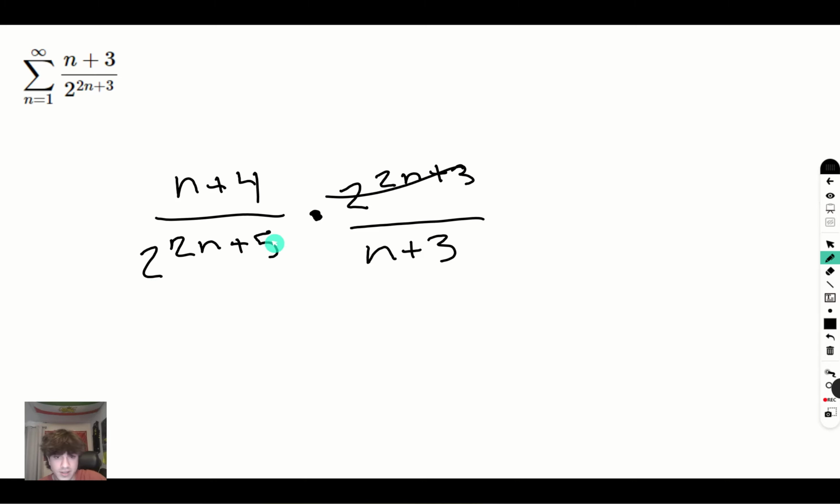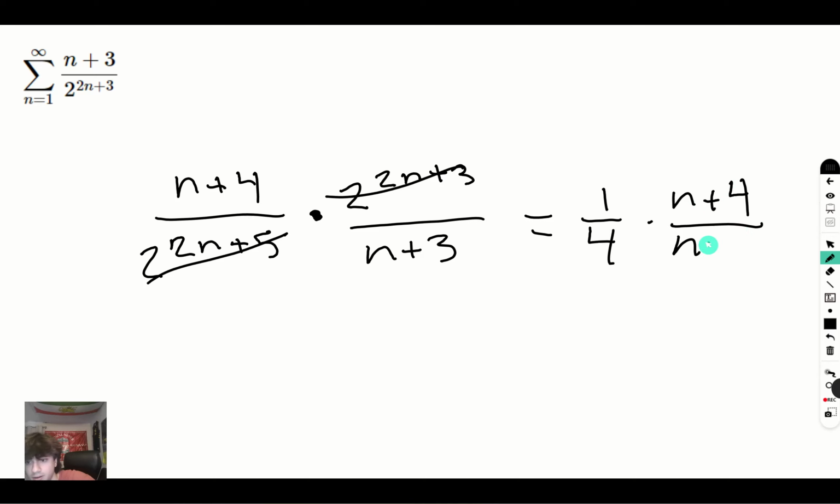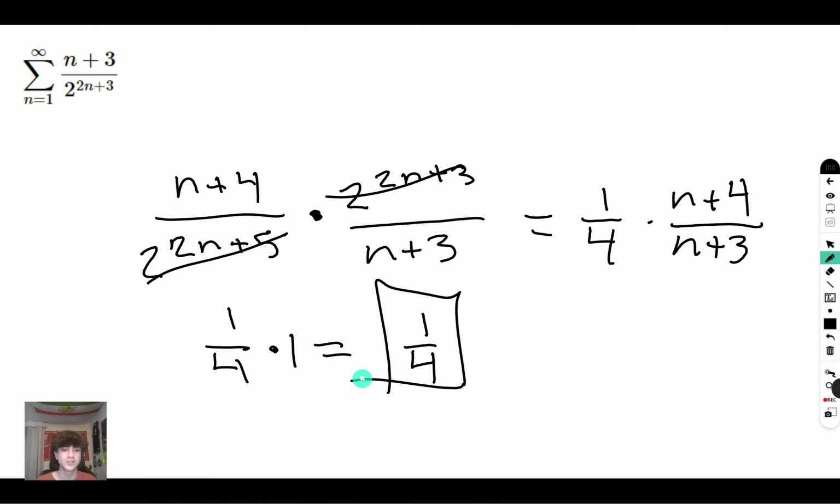So we cancel out this, and this whole term becomes 1/4. So we get 1/4 times n plus 4 over n plus 3. And as these terms go to infinity, infinity plus 4 over infinity plus 3 is going to get closer and closer to 1. The difference between them is also going to be inconsequential. So then we get 1/4 times 1 is equal to 1/4. So therefore, 1/4 is what this series converges to.